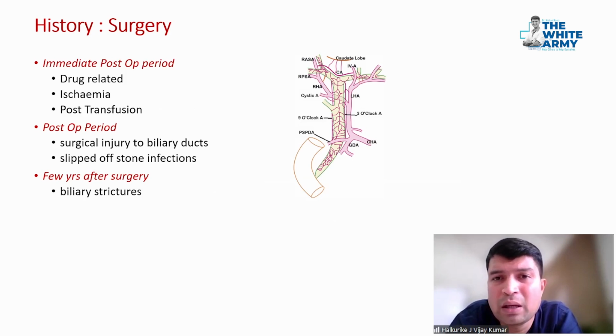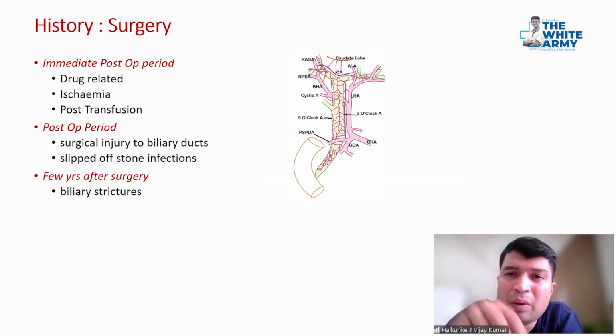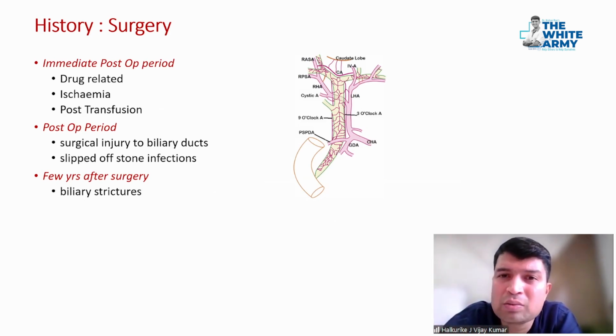So what happens is, when they want to clip the cystic duct, they want to remove the gallbladder. Some of the stones which are stuck in the neck of the gallbladder, or even sometimes multiple stones in the cystic duct itself, while milking out, may just get dropped into the common bile duct, leading to jaundice. That's one of the important causes.